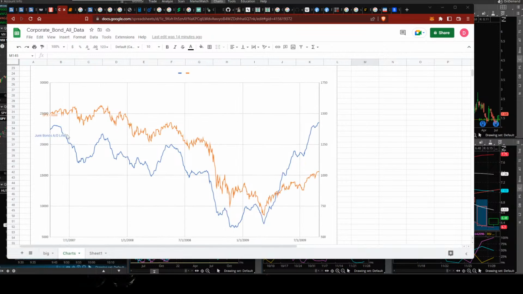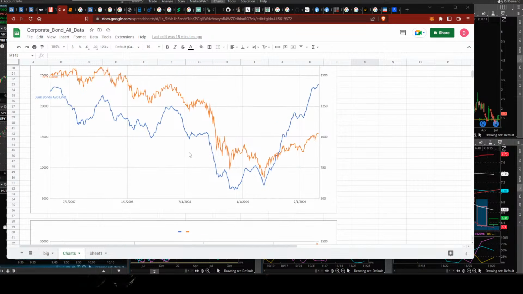So the people who paid attention to the debt market actually saw 2008 coming. There were a few people who saw it coming, and they saw it through the bond market. The junk bonds ADL was already in a downtrend before the market actually topped in October. It made a lower low and a lower high, and it was already in a downtrend. Now, the bottom of the market happened around March of 2009.